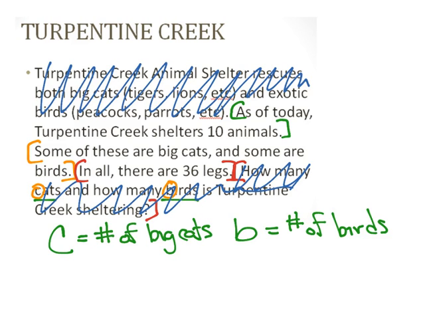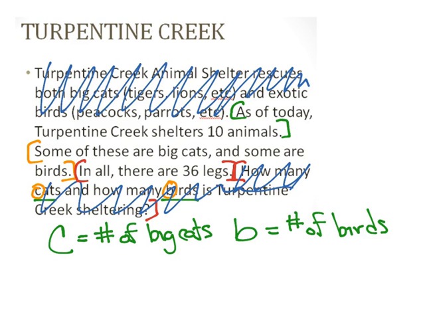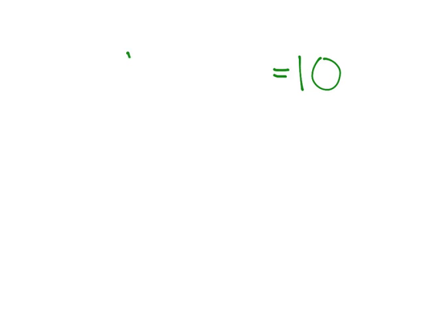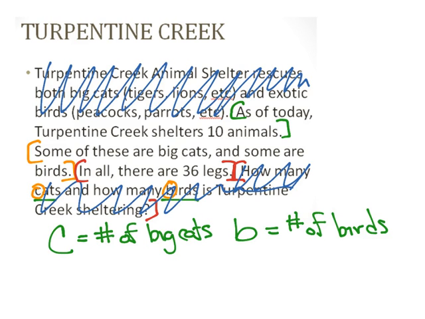Let's examine the first sentence. As of today, Turpentine Creek shelters 10 animals. That means that if you think about it, the entire center has a total of 10 animals. So our question becomes, what equation will give us this total of 10? If we think about the fact that C represents the number of big cats at the shelter and B represents the number of birds, we can come back and realize that the number of cats added to the number of birds will equal 10. There we go. We've used up this line.